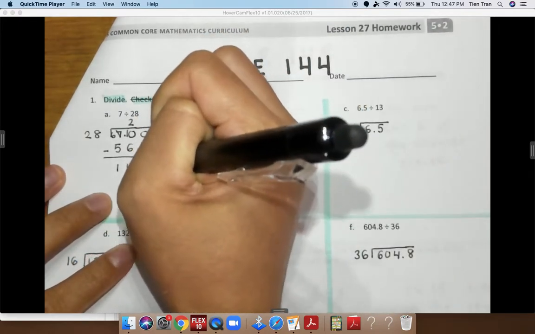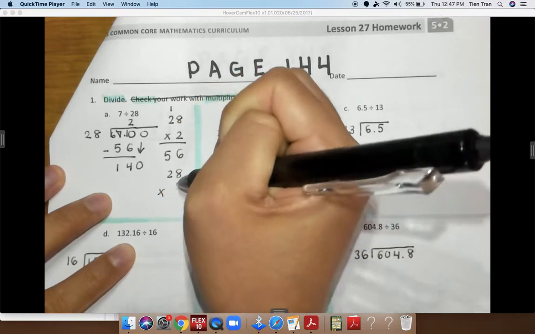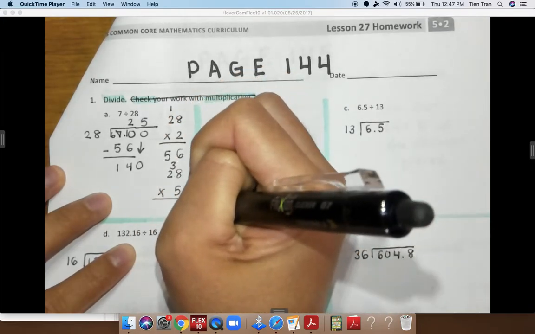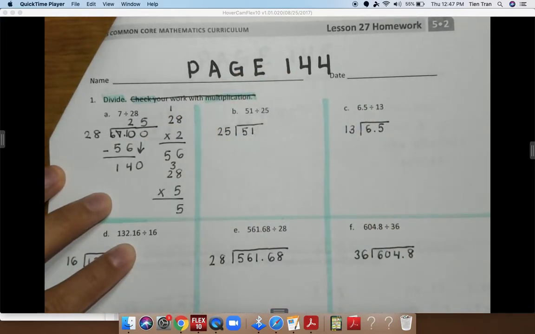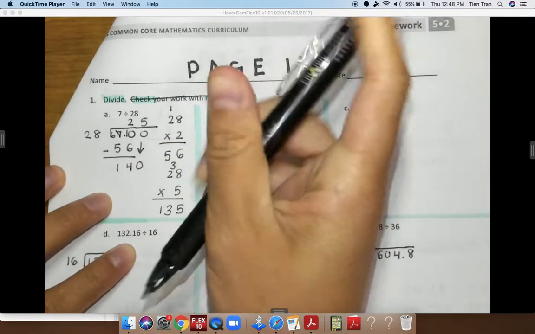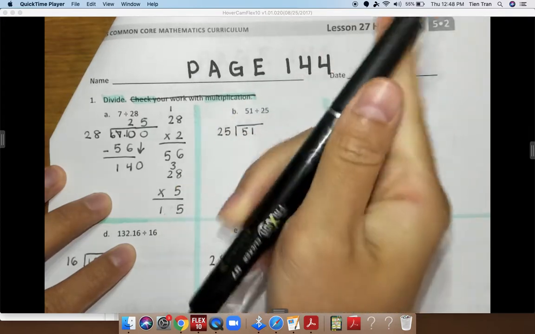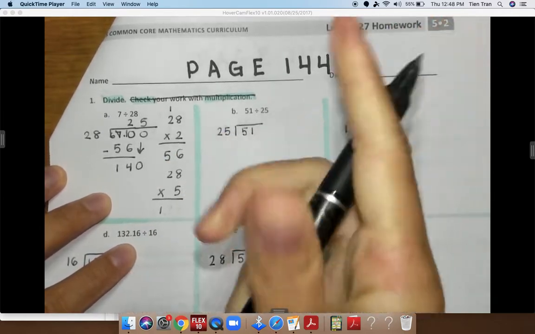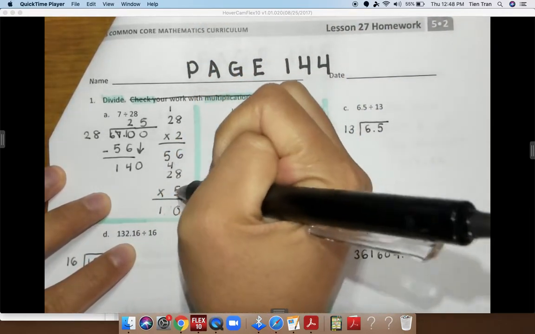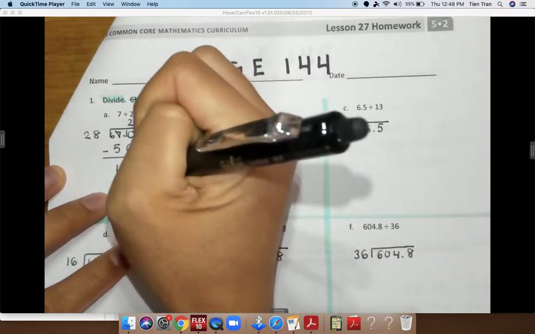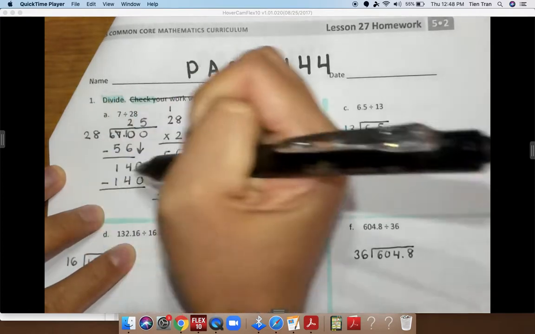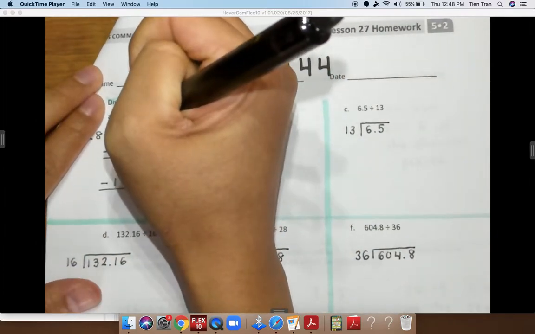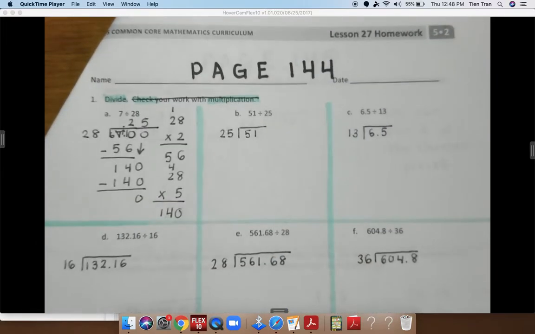How many times can 28 go into 140? I'm going to try 28 times 5 and see if that works. 8 times 5 is 35, 5 times 2 is 10, plus 3 is equal to 13. Wait, I just realized that I multiplied 8 times 5 incorrectly. 8 times 5 is equal to 40, not 35. 5 times 2 is 10, plus 4 is 14. So I get exactly 140 when I multiply times 5. 140 minus 140 is 0. Don't forget to bring up your decimal, and your final answer is 0.25.